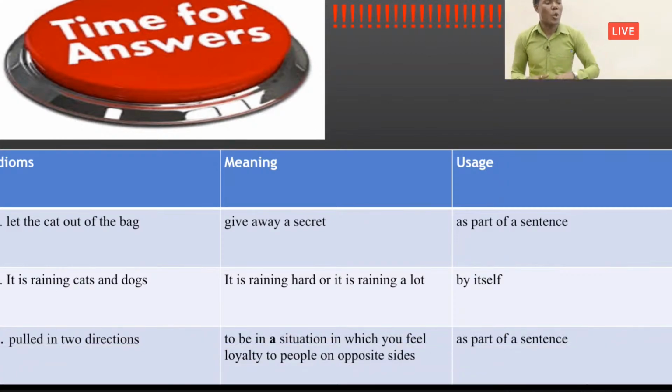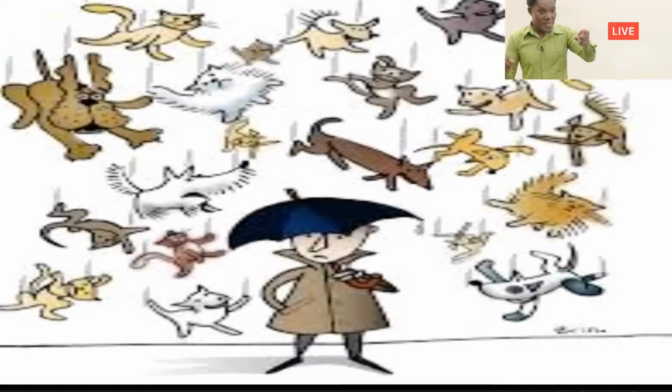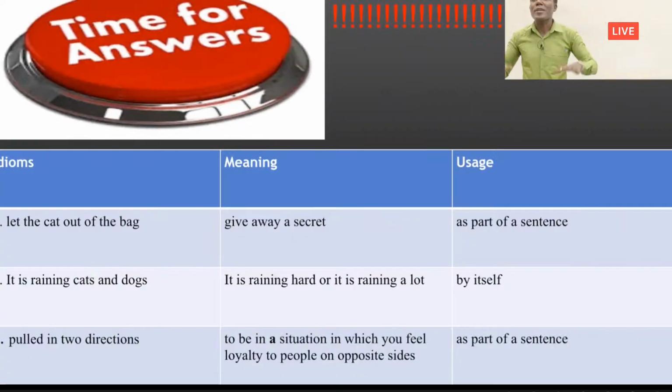It's raining cats and dogs. That's the second one, where you saw the person under the umbrella and the cats and dogs are falling from the sky. So it's raining cats and dogs. That means it's raining. Thank you, Mr. Bennett. That means it is raining really hard, right? Like this morning, while I was being driven out to the college, it was raining cats and dogs. Lots of rain came, right? That means it is raining hard or it is raining a lot.